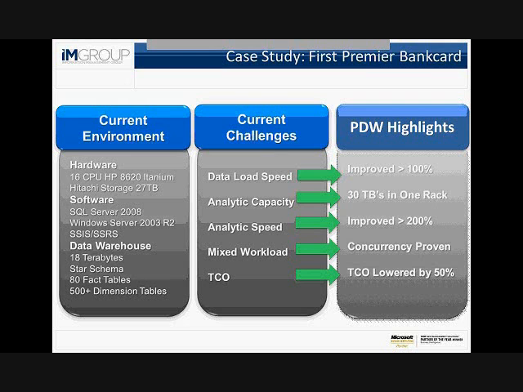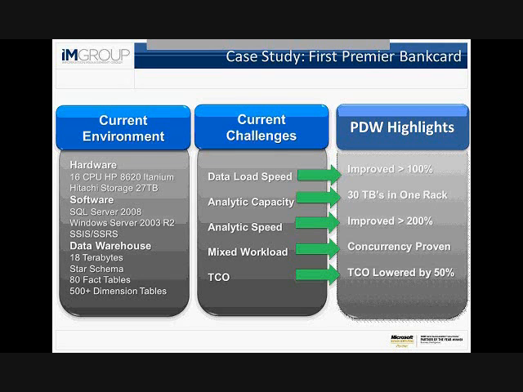You go back SQL Server 2005, 2008, and now PDW. First Premier Bank Card has been leading the way in implementing Microsoft technologies. For this particular environment, they implemented the current data warehouse on PDW, identified more than 100% improvement in data load, 200% improvement in query response speed, and proven that they can implement a large number of concurrent users. And the number of users in First Premier Bank Card goes into the thousands of users, and actually lowered their cost of ownership where they were previously massively scaling up SMP systems.